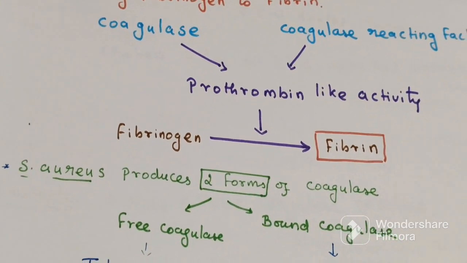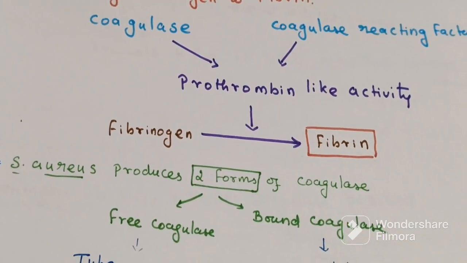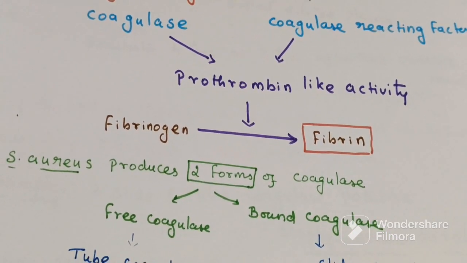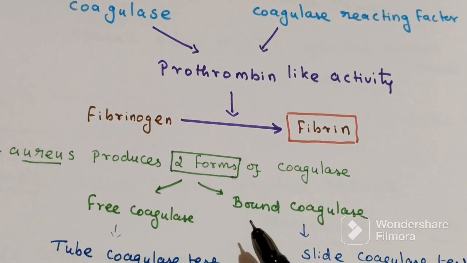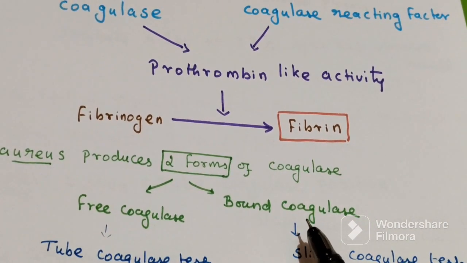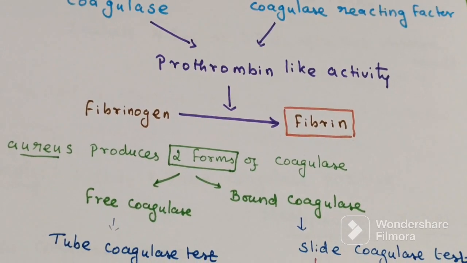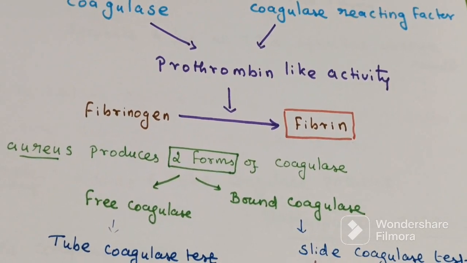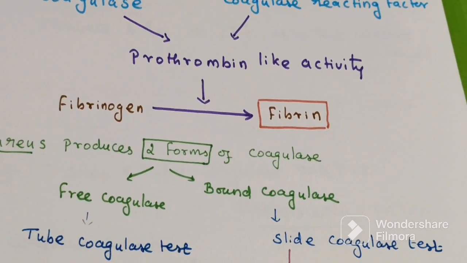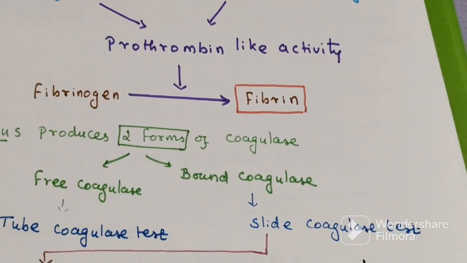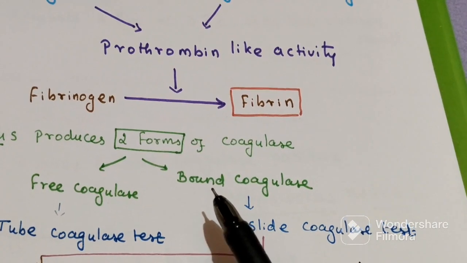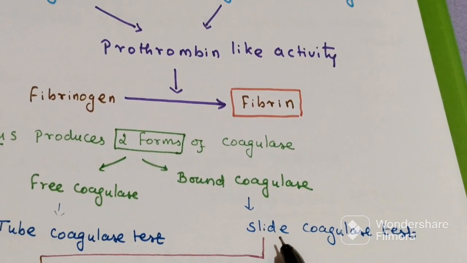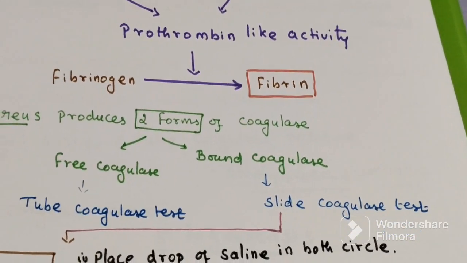Staphylococcus aureus produces two forms of coagulase. So coagulase occurs in two forms, free coagulase and bound coagulase. Free coagulase can be detected by the tube coagulase test. Bound coagulase can be detected by the slide coagulase test. First, we will discuss bound coagulase, the slide coagulase test.